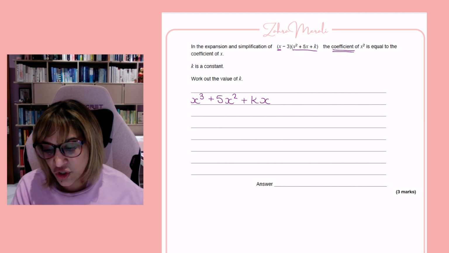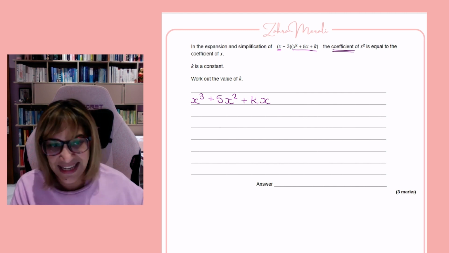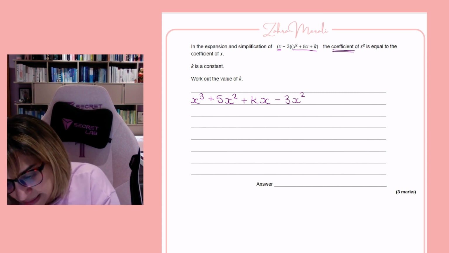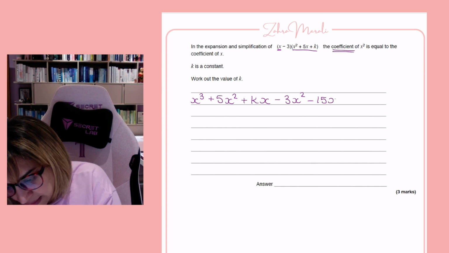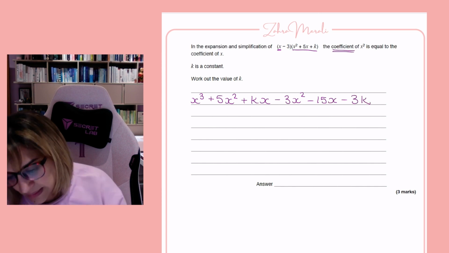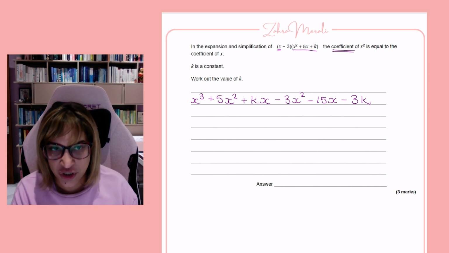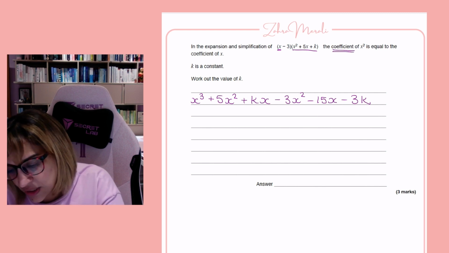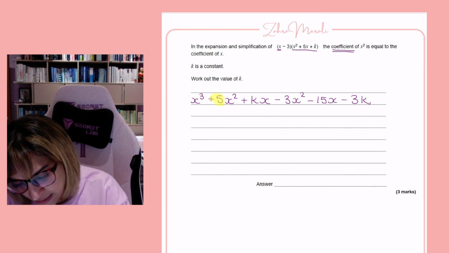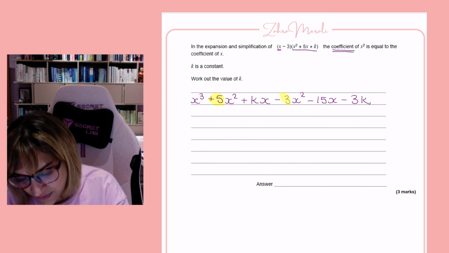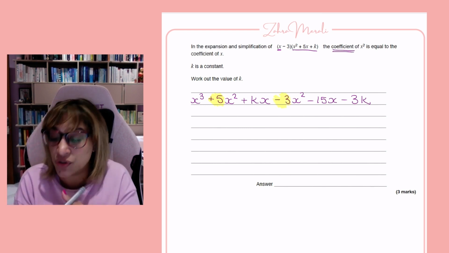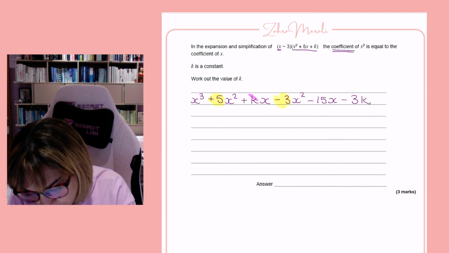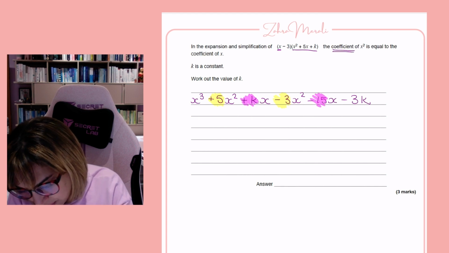We're now going to take the whole of the bracket again, and this time we're going to be multiplying it by minus 3. Minus 3x squared minus 15x minus 3k. And we want to know our coefficient of x squared. So I'm looking for everything that is in front of an x squared. So that's in front of an x squared, and that's in front of an x squared. And we know that's equal to everything that's in front of the x. So in front of an x, we've got plus k and minus 15.